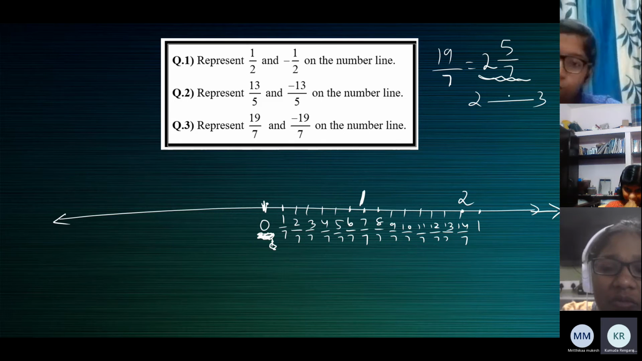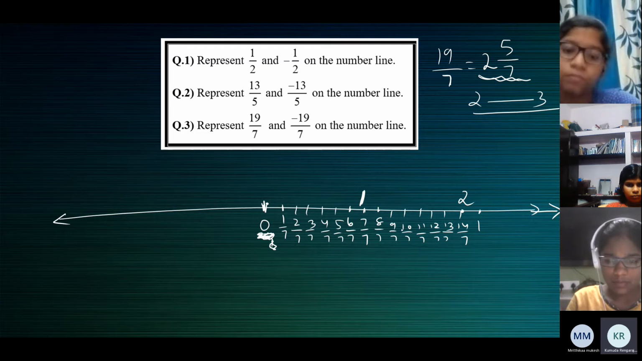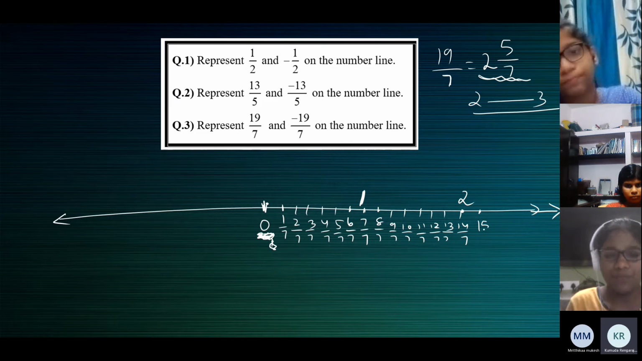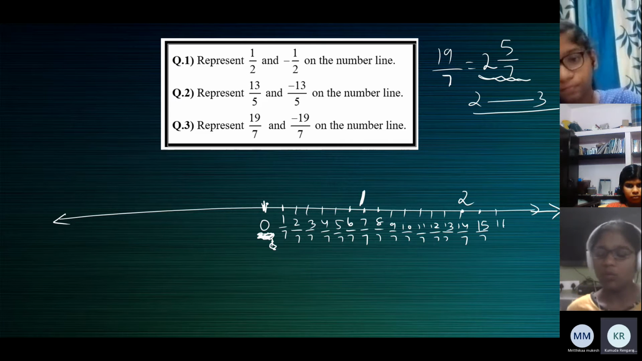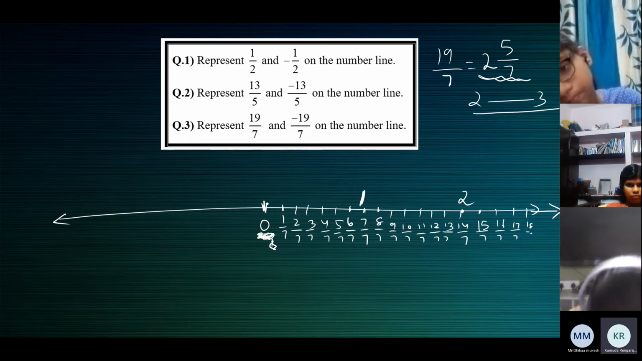It's a little more than 2. It's between 2 and 3, because when you write it as a mixed fraction, you get 2 5 by 7, which is more than 2 but less than 3. So go on, children. 15 by 7, 16 by 7, 17 by 7, 18 by 7, and 19 by 7.